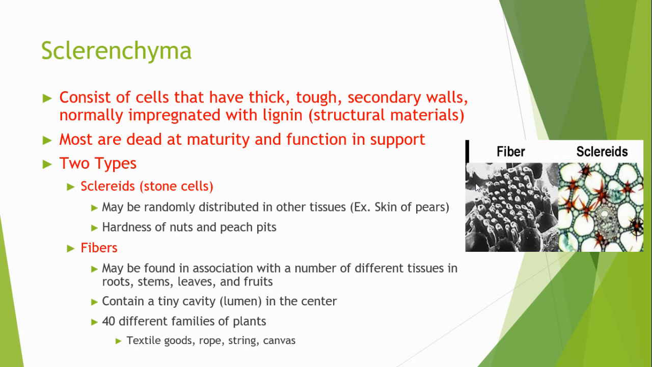It contains a tiny cavity called the lumen in the center, and it's found in 40 different families of plants. We have textile goods, ropes, string, and canvas. You really don't normally think of those as being plants, but they are.